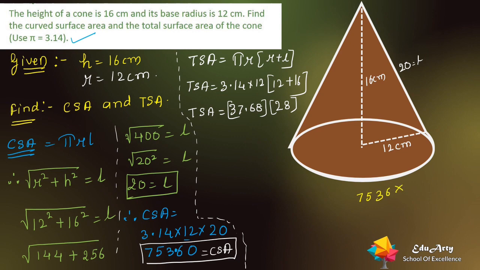7536 into 14. You write the first digit as it is, 7. 7 fours are 28, 28 plus 5 is 33. Then 7 fives are 35, 4 fives are 20, 20 plus 3 is 23. 4 threes are 12, 12 plus 6 is 18, and 6 fours are 24. So this will be 105, 4 plus 1, 5.